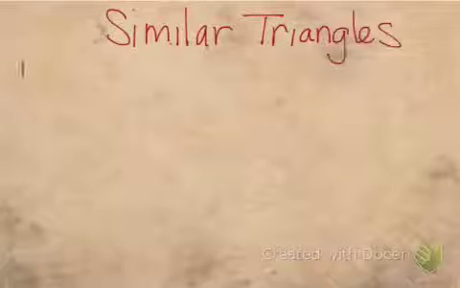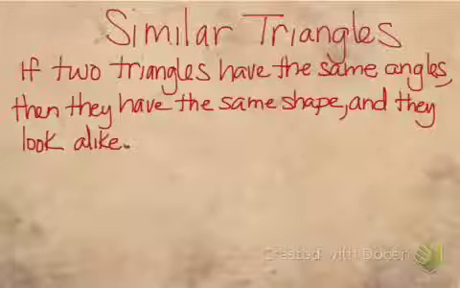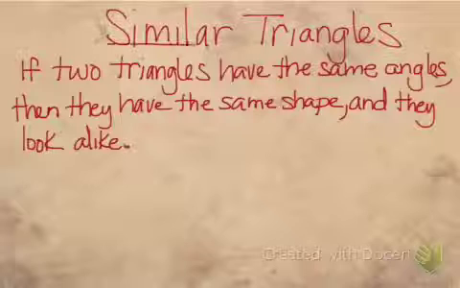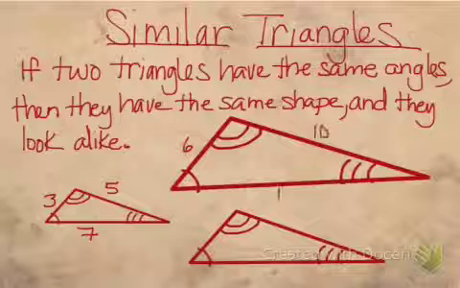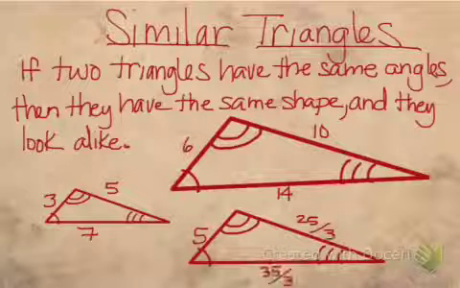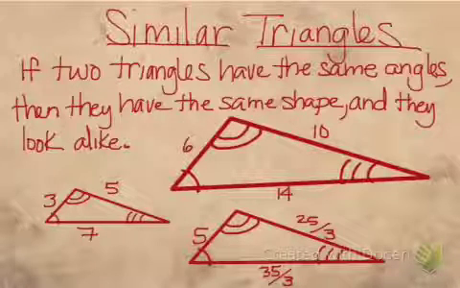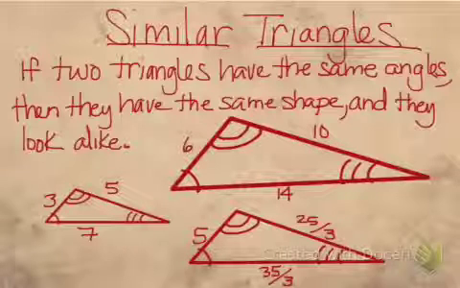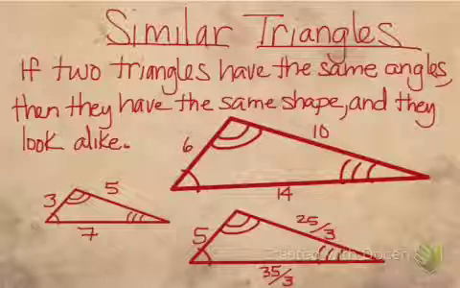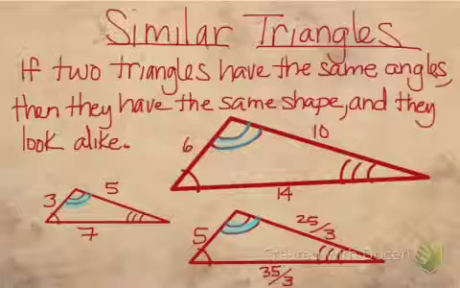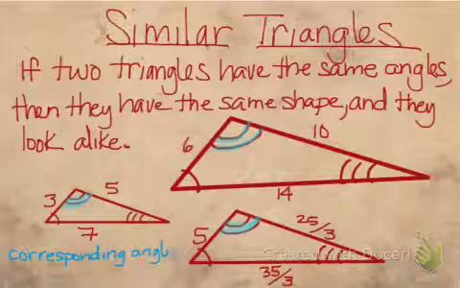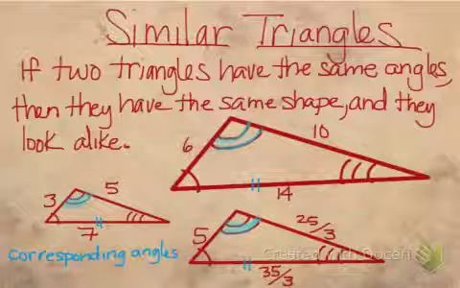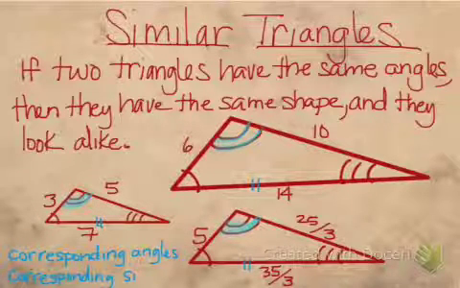Okay, talking about similar triangles. If two triangles have the same angles, then they have the same shape, and then they look alike. So an example of similar triangles would be these triangles listed here. We have 3 triangles that all have the same angles, they're all the same shape, and they all look the same, they're just different sizes. When we look at them, the corresponding angles match up, and we have corresponding sides that are indicated by the blue tick marks.